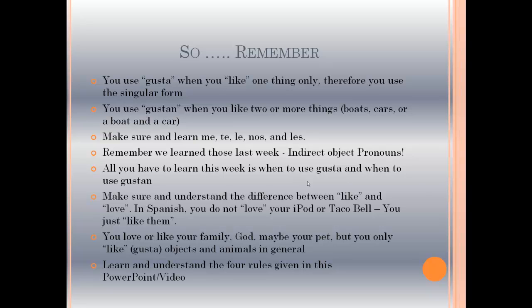If you see a little mouse running outside, oh, I love that mouse. In English you can say that, but in Spanish you only like the mouse or the squirrel. So make sure you understand that.